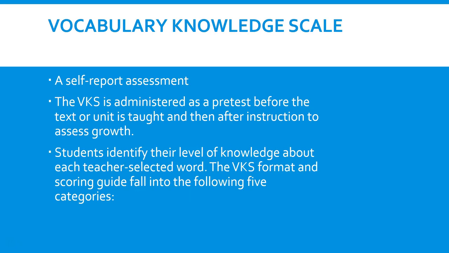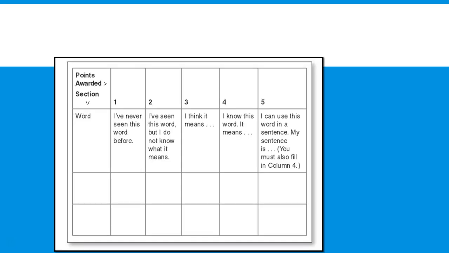One is called the Vocabulary Knowledge Scale, and this is a self-report assessment. This is typically administered as a pretest, maybe before a lesson on a certain reading or text or before a curriculum unit is taught, and then again after either a lesson or a unit to assess how much the student has grown. On this, students identify their level of knowledge about each teacher-selected word. This format and scoring guide fall into the following 5 categories.